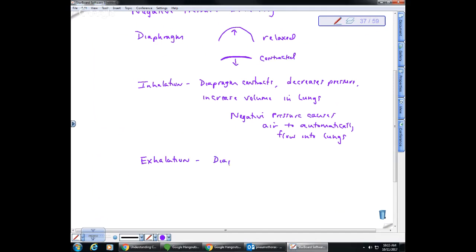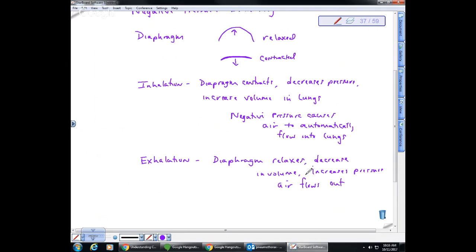the diaphragm relaxes. It pushes on the lungs, and so this causes a decrease in the volume. This increases the pressure, and the air flows out. So relaxing causes the diaphragm to form into that dome shape. And so when you exhale, you're actually relaxing the diaphragm.